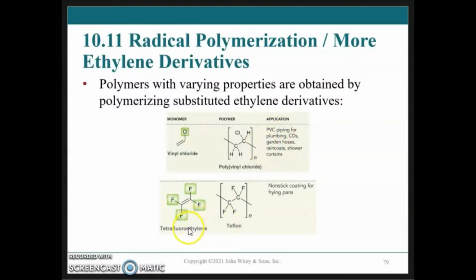If we have a fully fluorinated ethylene unit, so we have tetrafluoroethylene, and we polymerize that, it's known under the trade name Teflon. This is used as a non-stick coating for frying pans. Tetrafluoroethylene has a number of uses.